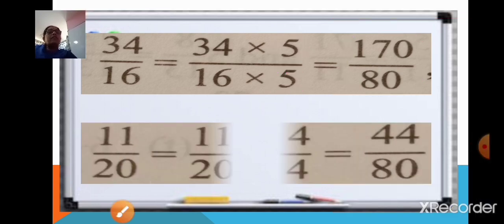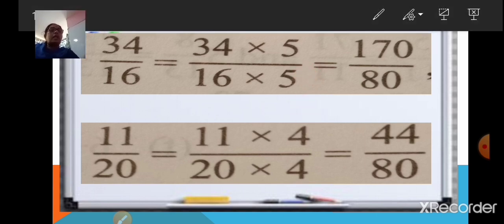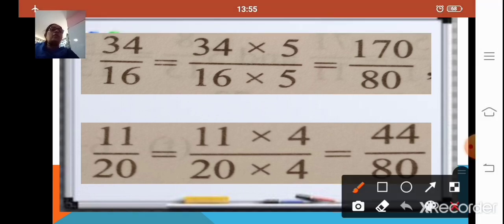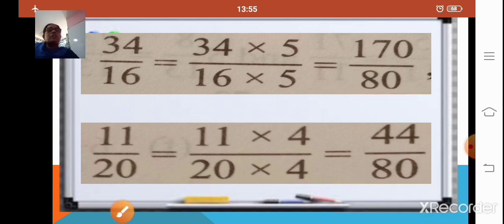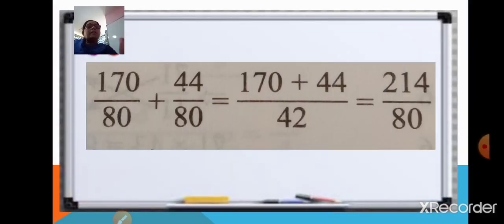Okay. Now second fraction, 11 upon 20. 20 into 4 is 80. Same way, 11 into 4, the numerator also you will multiply by 4. So 11 4s are 44 upon 80. Now both the fractions, the denominators, you are getting as 80, the same denominator. Now you can add the fractions. So when you add, you will get 170 upon 80 plus 44 upon 80. That comes to 214 upon 80.